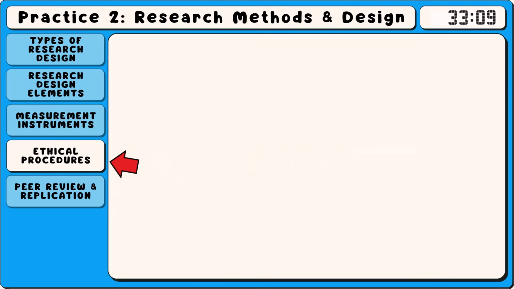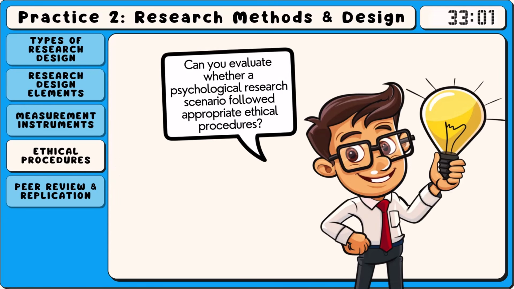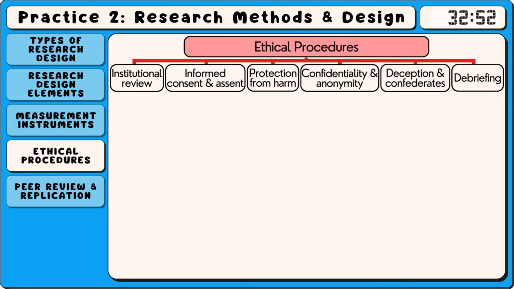Okay, now let's move on to the next lesson, which covers everything you need to know about ethical procedures in psychological research. The key outcome you need to master for this section is: can you evaluate whether a psychological research scenario followed appropriate ethical procedures? For this lesson, we need to cover the importance of institutional review, informed consent and assent, protection from harm, confidentiality and anonymity, deception and confederates, and debriefing techniques.